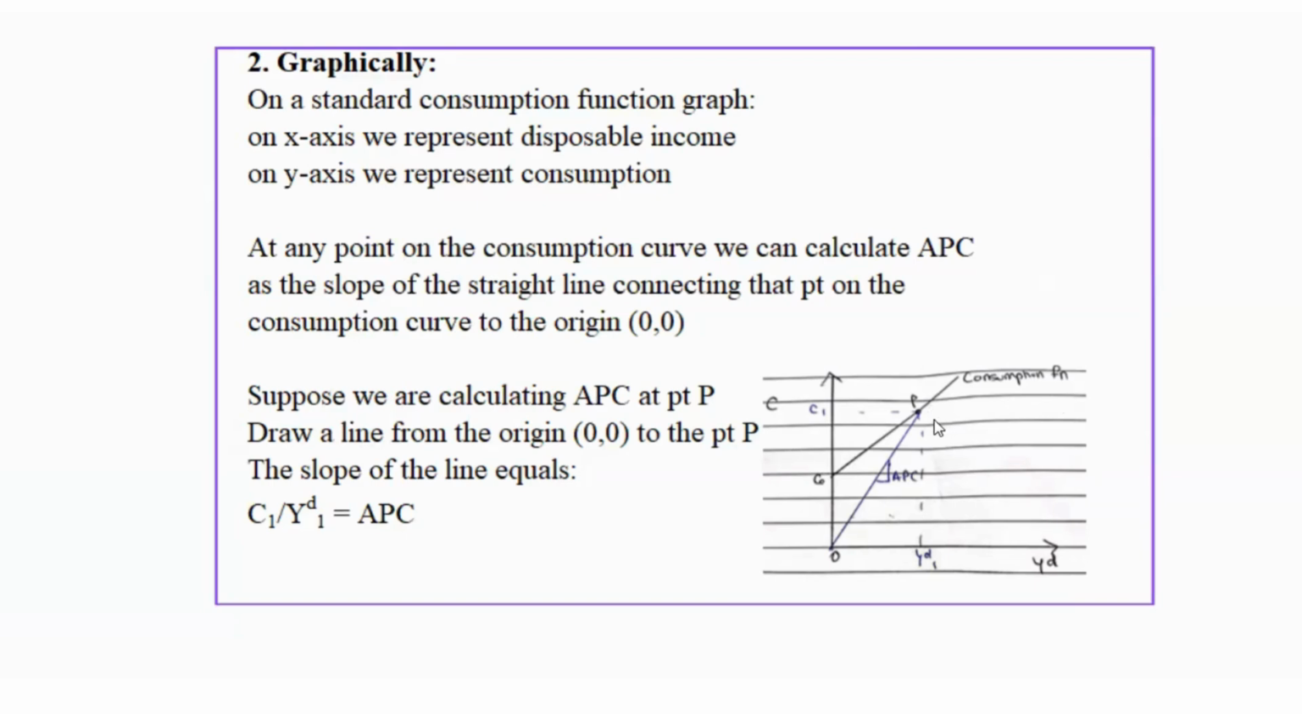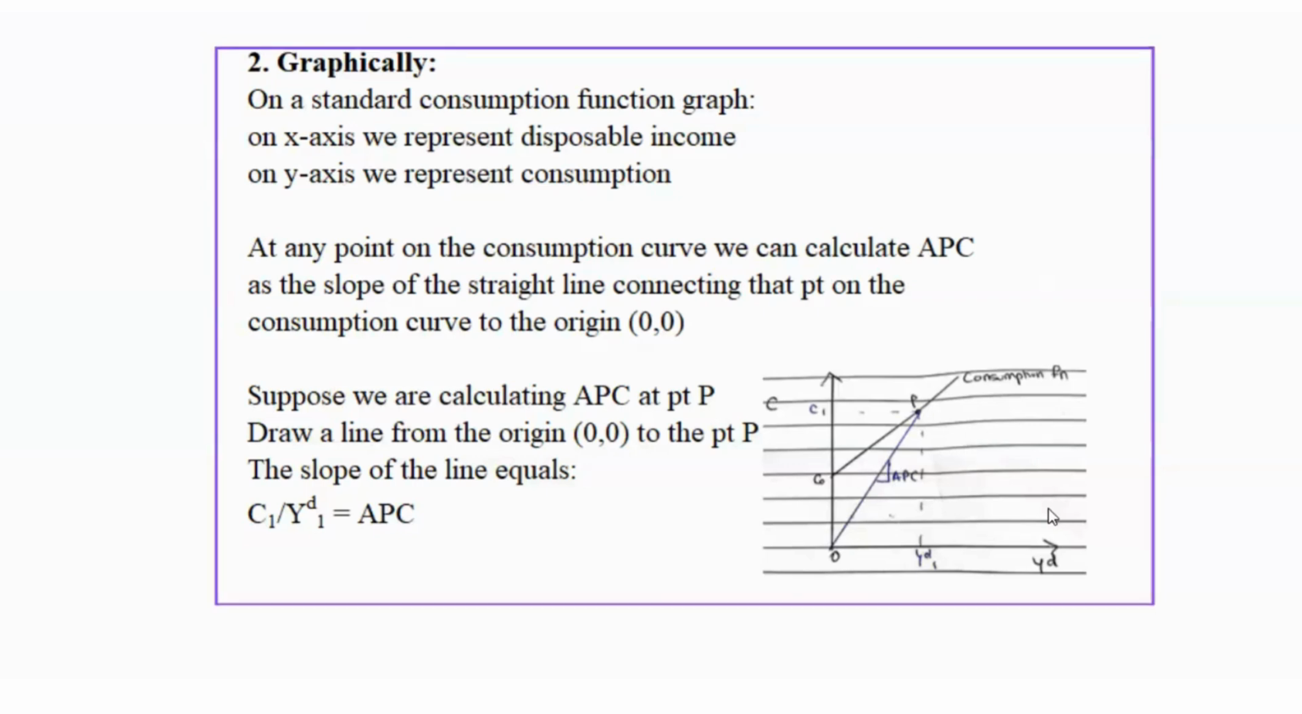So say I want to calculate APC at point P. What we will do is calculate it as the slope of the straight line connecting that point to the origin. So we're going to draw a line from the origin to the point P, like this line OP. And the slope of this line OP is going to equal the average propensity to consume, because its slope is going to be the consumption at this point, C1, divided by disposable income at this point, YD1, and this is what average propensity to consume is, the ratio of total consumption to total disposable income.